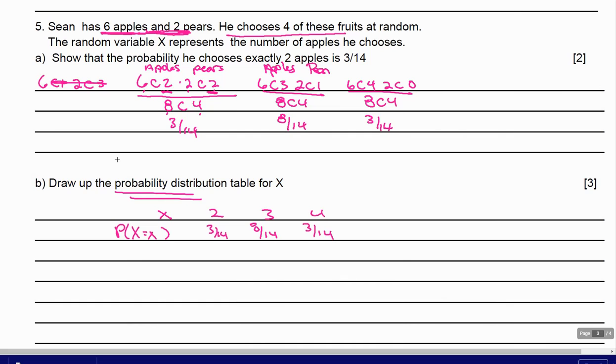Yeah. And see, in this probability situation, again, you'll notice that this number, this number and this number are always going to add up to this number. And this number will always add up to this number. 6 and 2, 8. 4 and 0, 4. Okay, we're good with that?